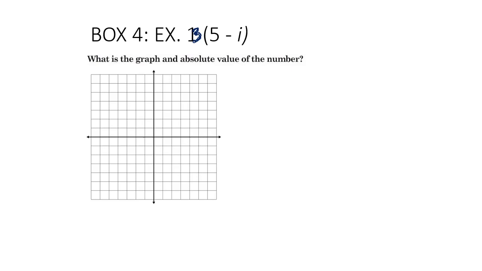Okay, so one thing that we're going to do around here: identify your A and your B. Graph and find the absolute value.